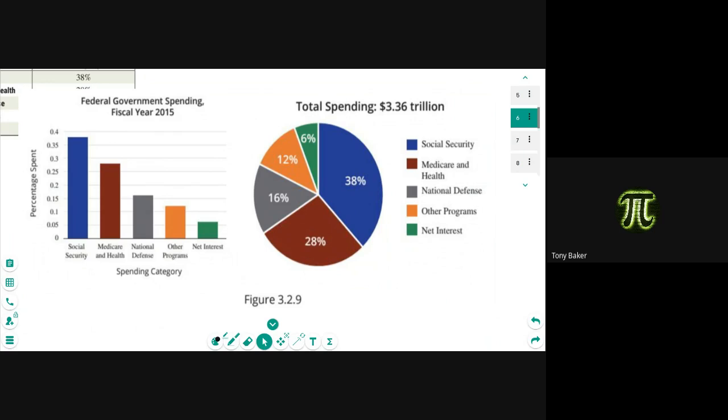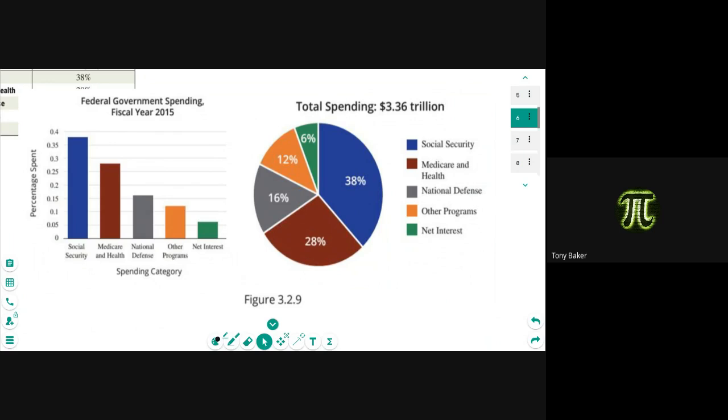Okay. So how much money did we spend on Social Security in 2015? How would you be able to figure that out? Let's figure out 38% of 3.36 trillion. So find me my number. Divided by the total? Nope. How do you guys find a percent of something?